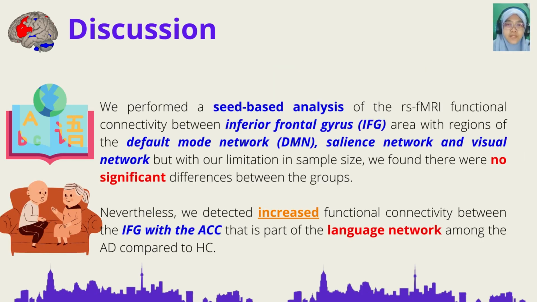We performed a seed-based analysis of resting state fMRI functional connectivity between the inferior frontal gyrus (IFG) area and regions of the default mode network (DMN), salience network, and visual network, but with our limitation in sample size, we found no significant difference between the groups. Nevertheless, we detected increased functional connectivity between the IFG and the ACC, which is part of the language network, among the AD compared to HC.